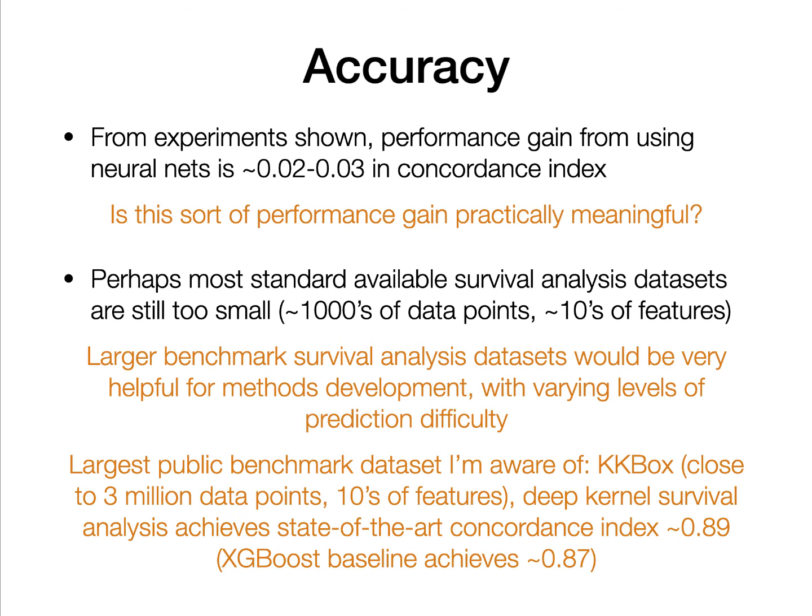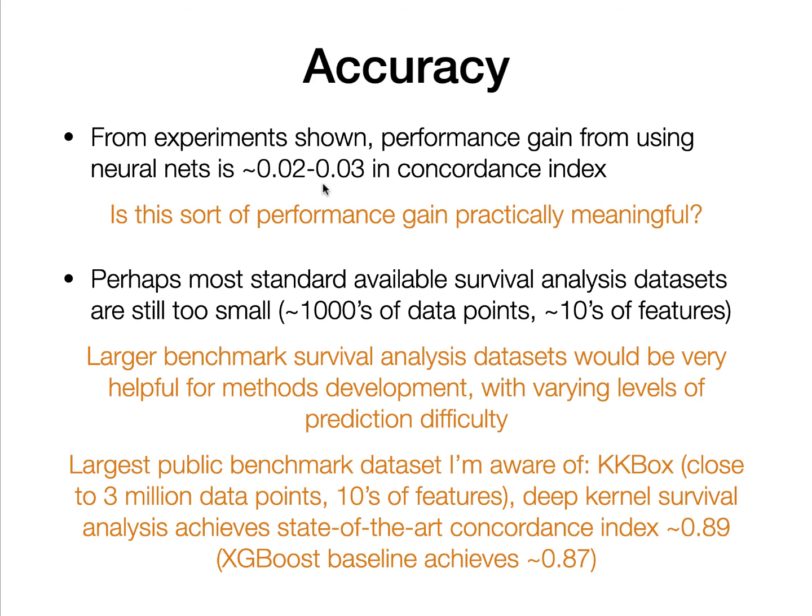I will mention there is one fairly large public benchmark data set I'm aware of. This is data from the music streaming service KKBox. And we're looking at predicting time until users unsubscribe from the streaming service. So this data set has close to 3 million data points and some tens of features. And deep kernel survival analysis can achieve a state-of-the-art concordance index of about 0.89. And classical non-neural net baseline XGBoost can get a concordance index of about 0.87. Okay, so I mean, this goes back to what I was saying earlier.